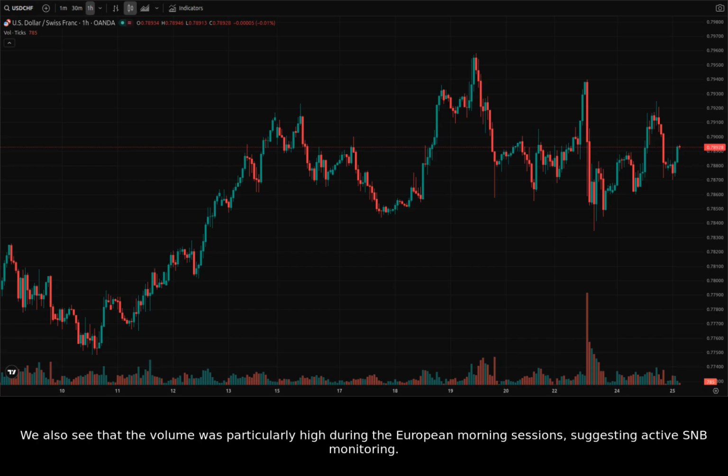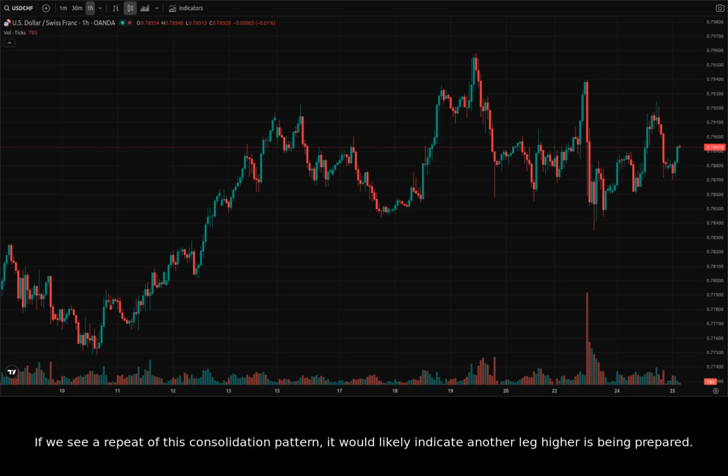We also see that the volume was particularly high during the European morning sessions, suggesting active SNB monitoring. If we see a repeat of this consolidation pattern, it would likely indicate another leg higher is being prepared. Currently, the 1-hour chart suggests a neutral to bullish bias as long as we stay above these historical swing lows.